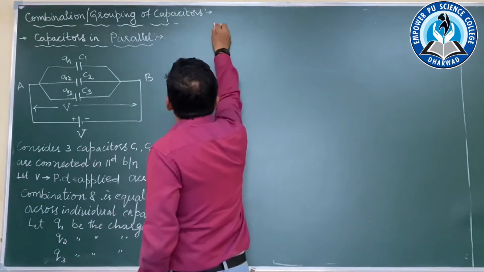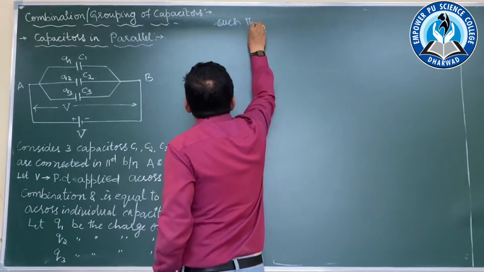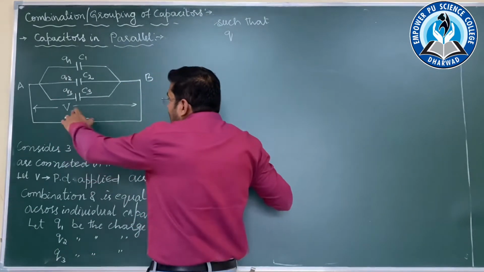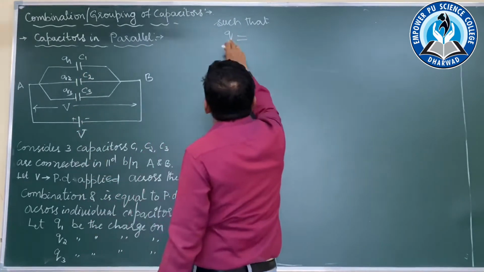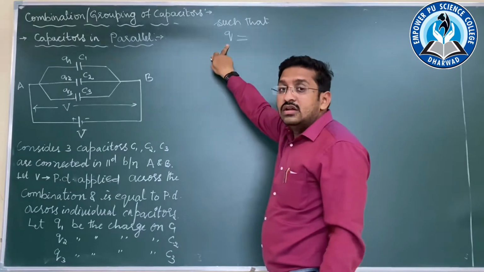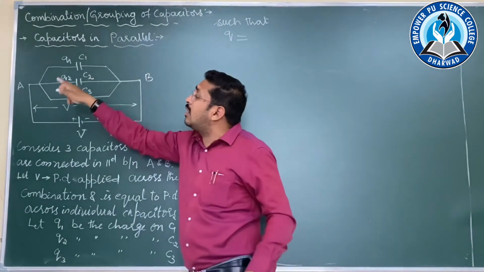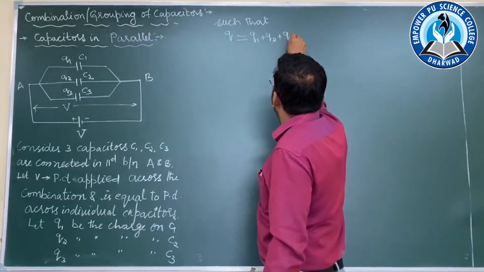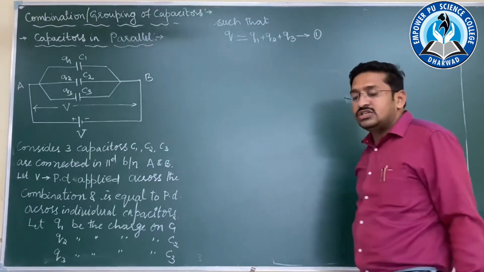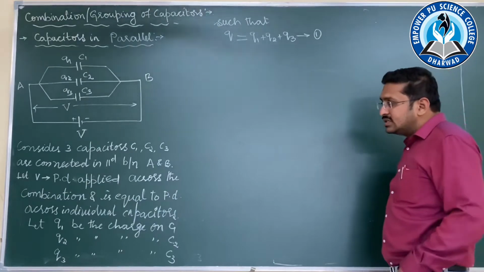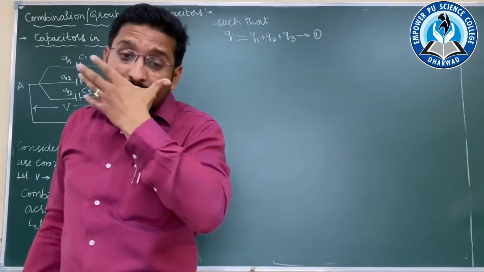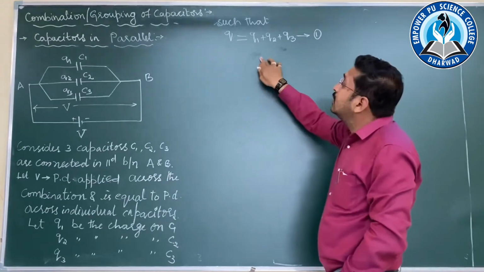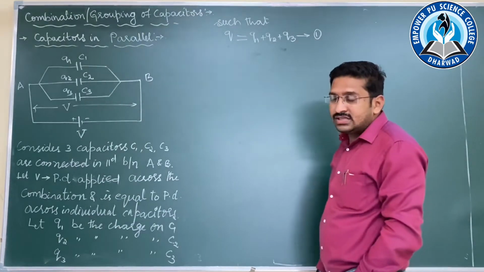Such that what happens here? The applied potential difference is the same, but due to this applied potential, Q is the charge developed across the entire combination. This Q is equal to Q1 plus Q2 plus Q3. You can call this equation 1. That means the total charge on the combination of the capacitors is equal to the sum of the charges on the individual capacitors.